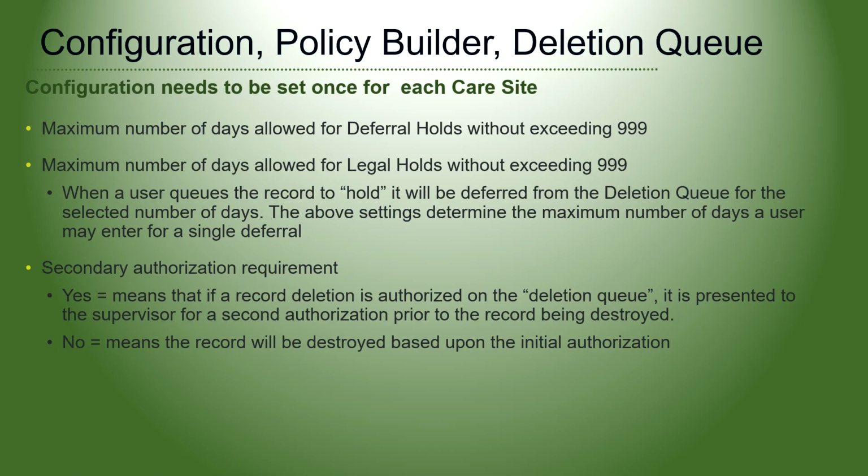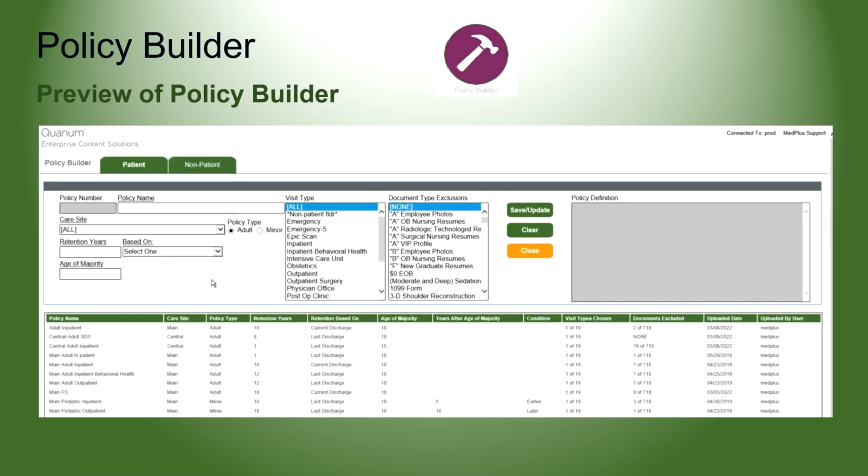Secondary authorization can be set if the customer decides the user who is responsible for confirming the deletion of a document that was in their queue based upon the configuration set. The setting would be yes. And if no, then the record could be deleted by the first authorizing user.